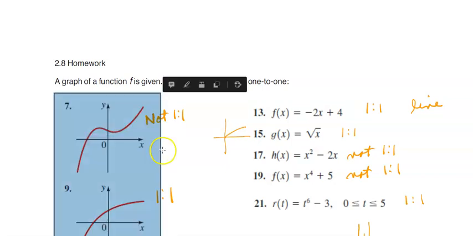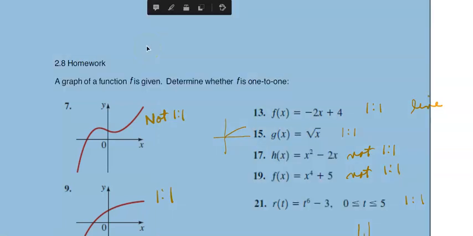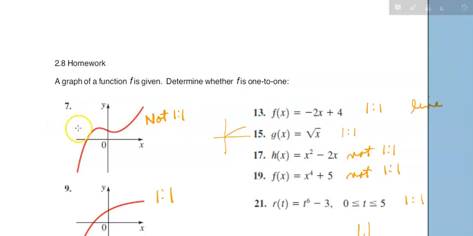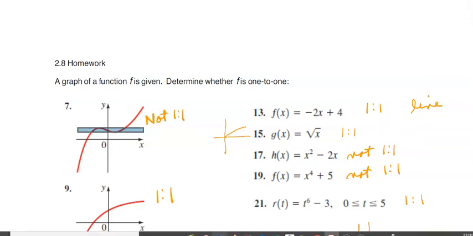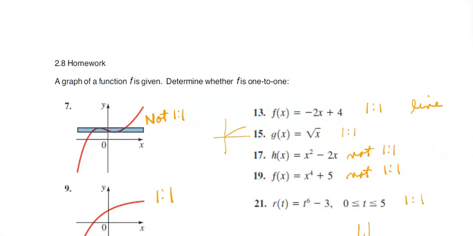Let's see, if I was to draw, hold on, escape out of this. Okay, if I was to draw a horizontal line right here, it's going to hit in more than one place. So that's why it's not 1-to-1. Okay, so continuing on to number 9.